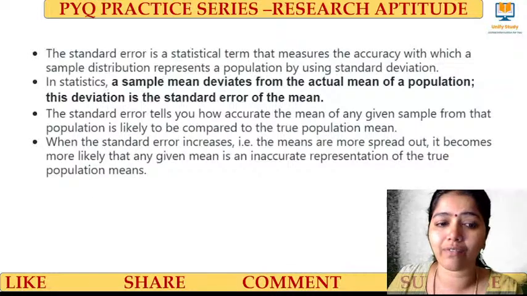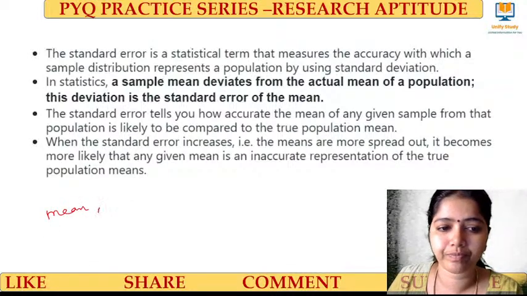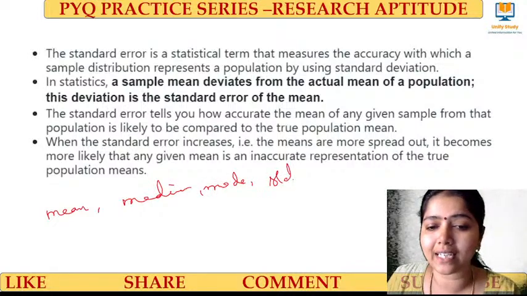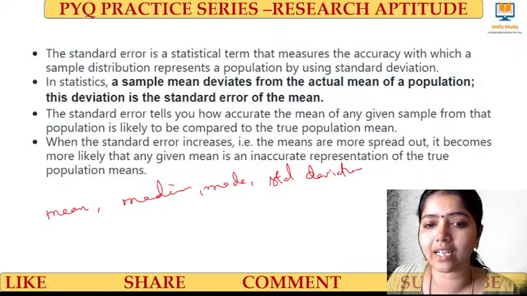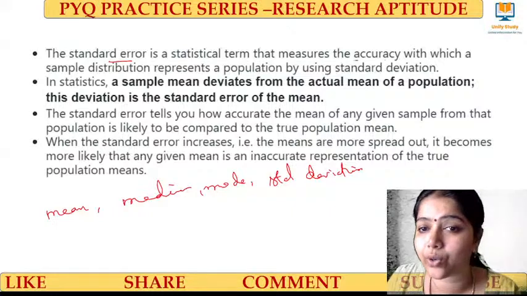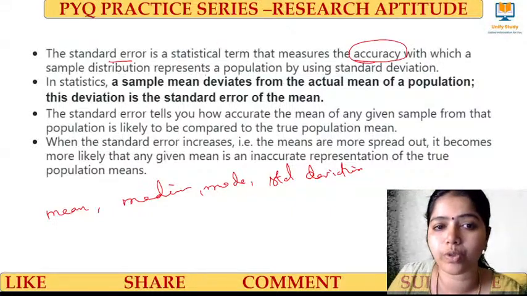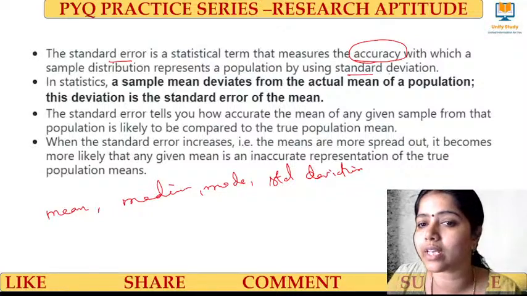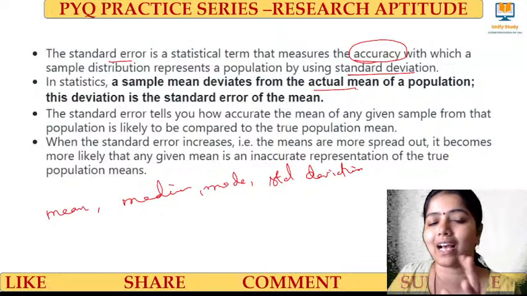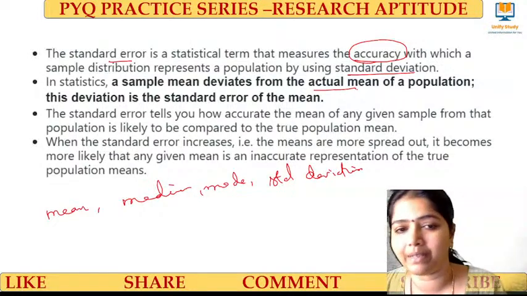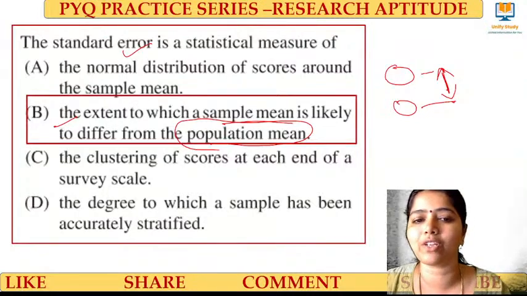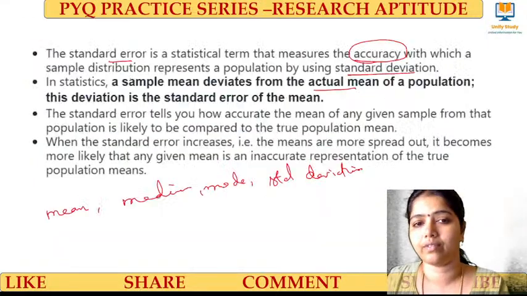With respect to statistics, we have to be aware of mean, median, mode, standard deviation. See, the standard error is a statistical term which measures the accuracy with which a sample distribution represents a population by using a standard deviation, which deviates from the actual mean of the population, and that we call the standard error of the mean. Here, the answer is how the sample mean differs from the population mean. It's called standard error. Clear?